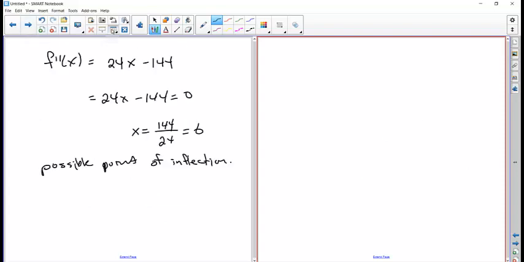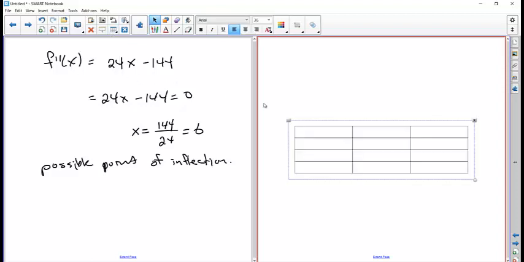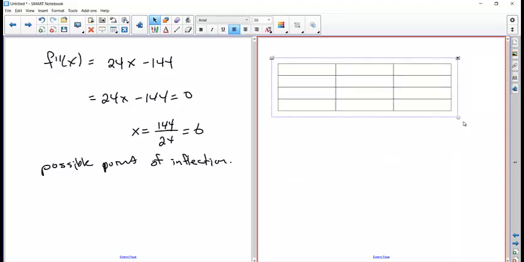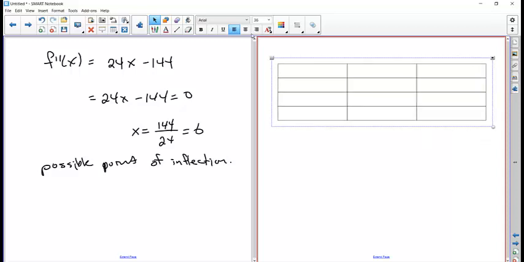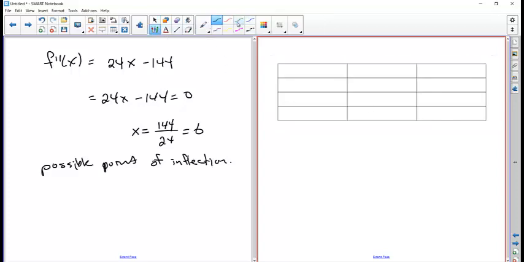So we have the same size table except one less column because we only have 2 intervals instead of 3 intervals. So we have our intervals. We have our x value. We have the sign of the second derivative. We have our comment. So we go from negative infinity to the possible point of inflection, and that possible point of inflection to positive infinity.